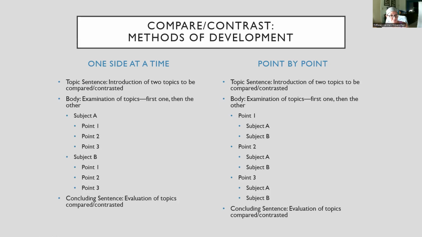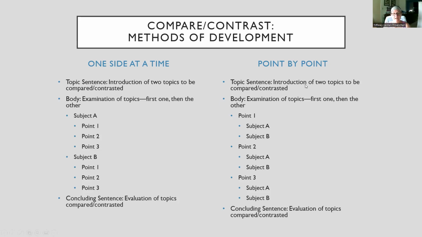We're going to look very closely at this. So if it's not quite clicking yet, don't worry, we're going to be looking at a lot of these. The whole idea here is simply first to understand that if you're using one side at a time, then you are talking about your first subject in its entirety, and then your second subject in its entirety, and then your concluding sentence.